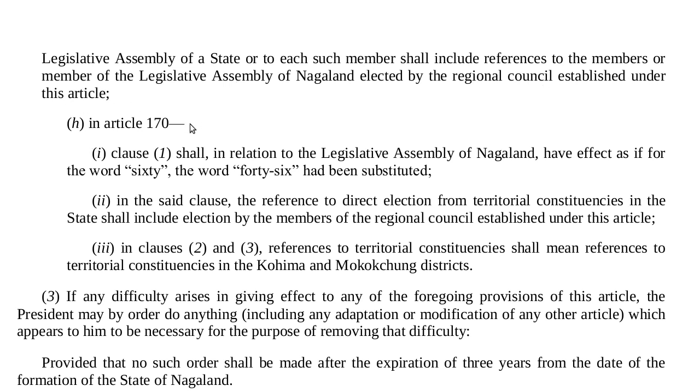H. In Article 170: 1. Clause 1 shall in relation to the Legislative Assembly of Nagaland have effect as if for the word 60 the word 46 had been substituted. 2. In the said clause, the reference to a direct election from territorial constituencies in the state shall include election by the members of the Regional Council established under this article. 3. In clauses 2 and 3, references to territorial constituencies shall mean a reference to territorial constituencies in the Kohima and Mokokchung districts.